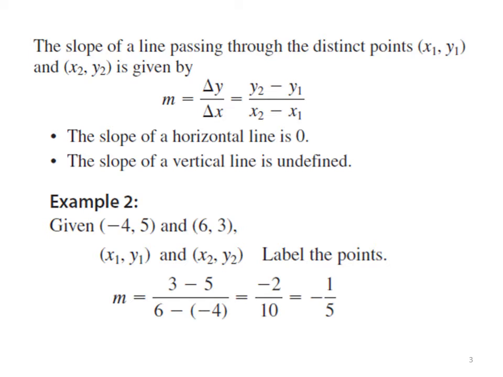Here is an example of how to calculate the slope of the line passing through 2 points. The first point is (-4, 5). The second point is (6, 3). This is just applying the formula. The slope will be the change in y, 3 minus 5, divided by the change in x, which is 6 minus (-4). The numerator 3 minus 5 is just minus 2. 6 minus (-4) is just 6 plus 4, which is 10. And you can simplify this expression by dividing by 2. The slope now is equal to minus 1 over 5.